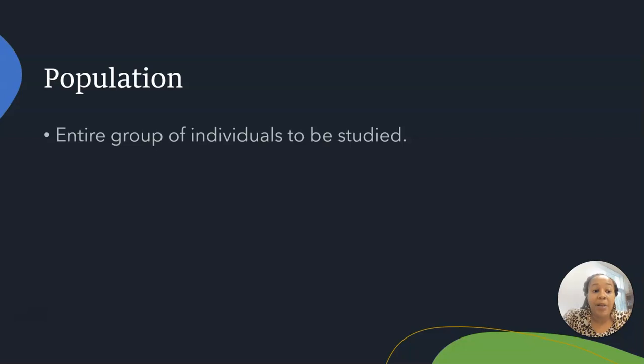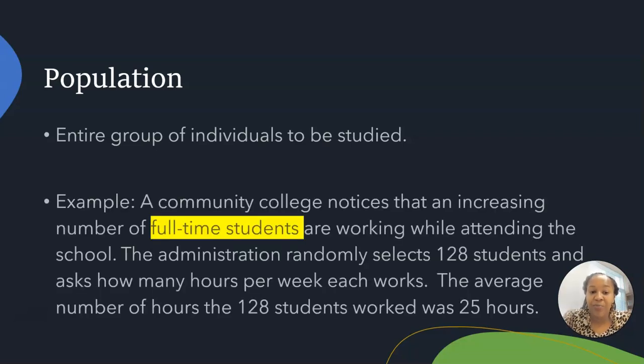Population. Population is the entire group of individuals to be studied. So the population is who you want to study. Back to our example, a community college notices that an increasing number of full-time students are working while attending the school. So our population will be all full-time students at this community college. That's the entire group of students that we want to study, so that will be our population.